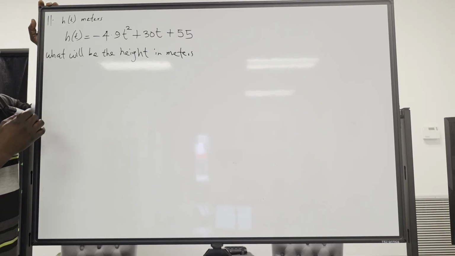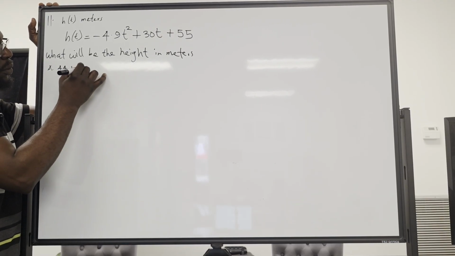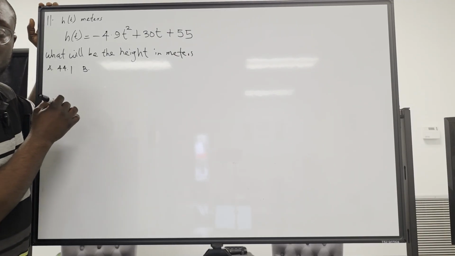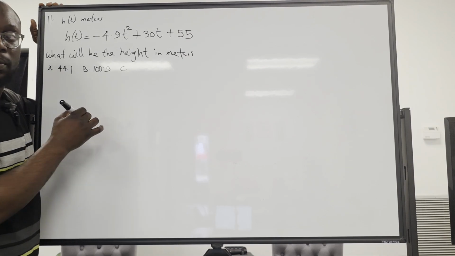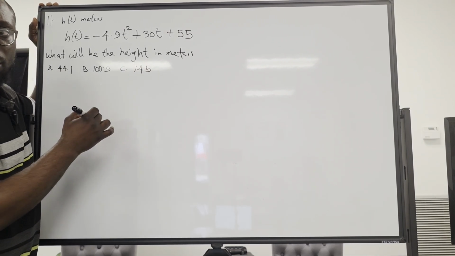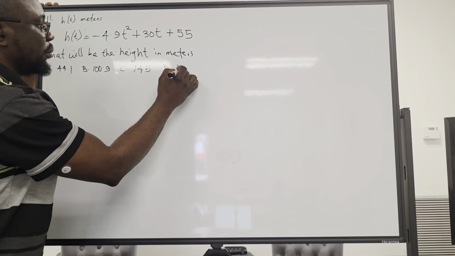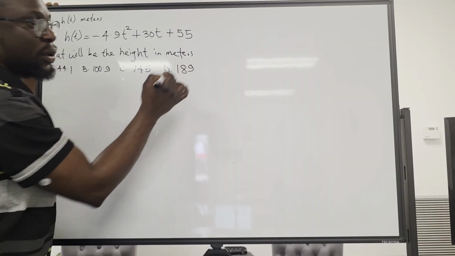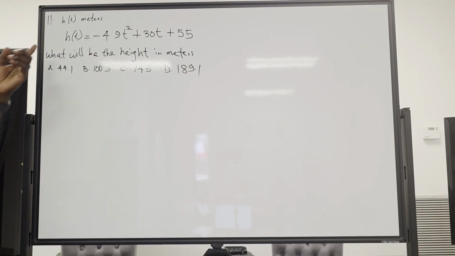They gave us the options. Option A is 44.1. Option B is 100.9. Option C is 145. Option D is 189.1. So basically, they gave us this equation that defines the height of anything that you throw up.